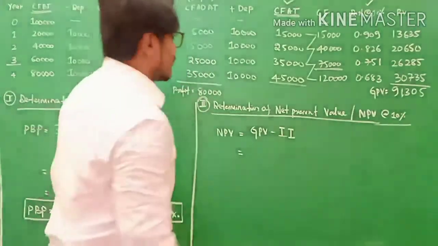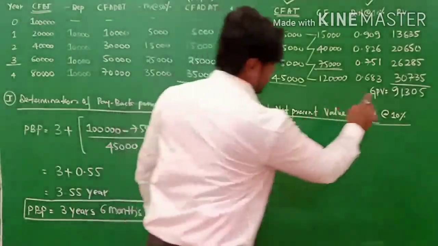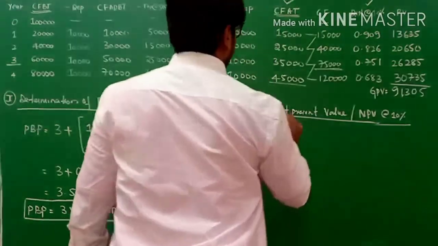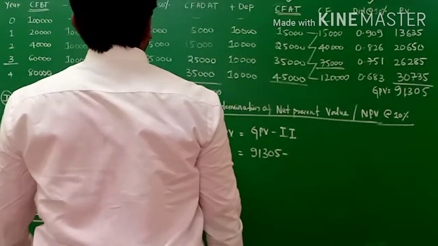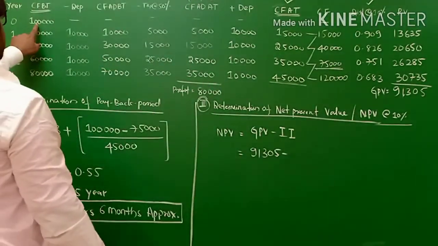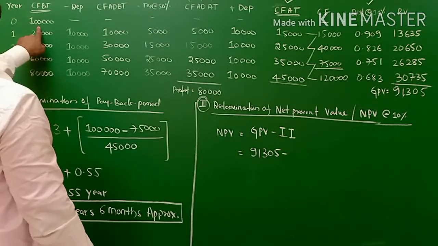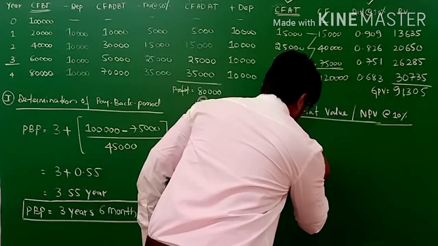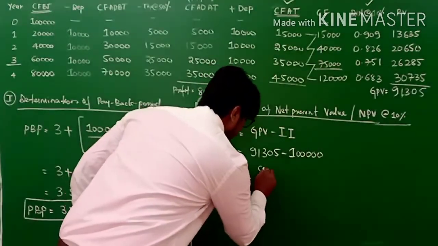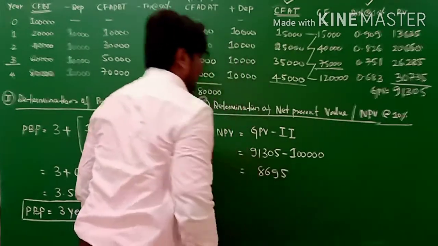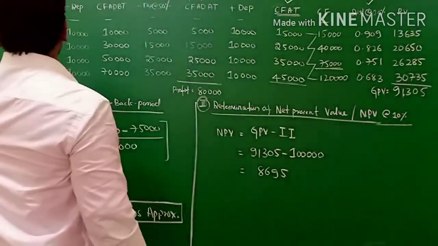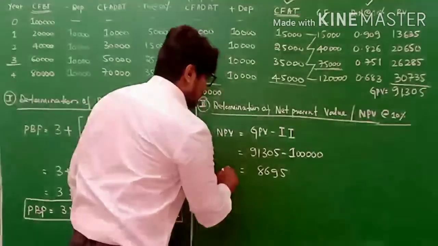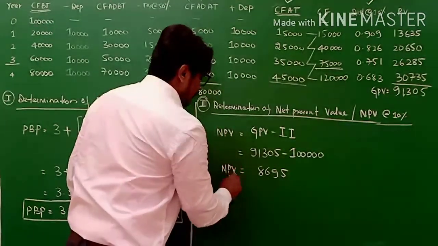So the gross present value is 91,305, my friends, and the initial investment is 1 lakh. If you deduct 1 lakh, you will get minus 8,695. If you deduct this 1 lakh, we'll get minus 8,695, my friends. This is the net present value.